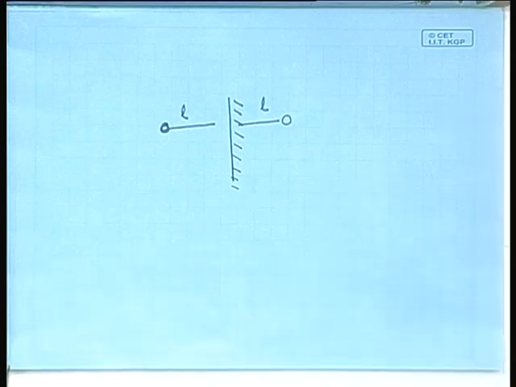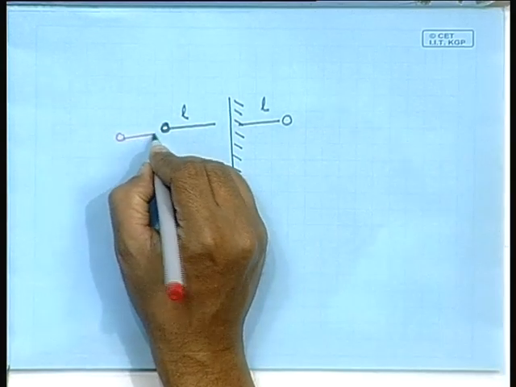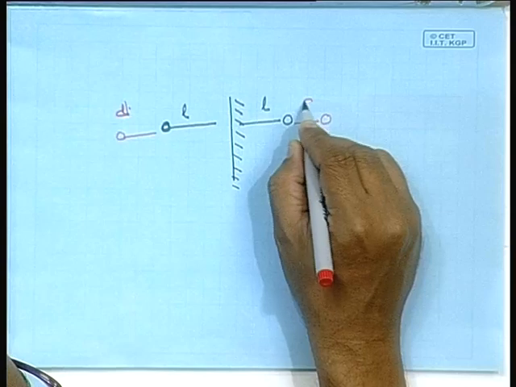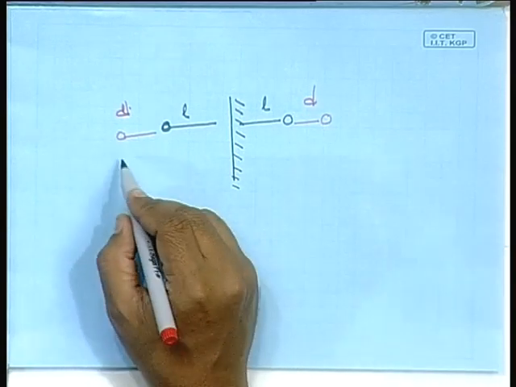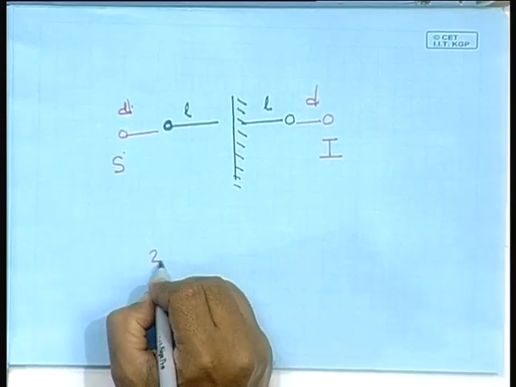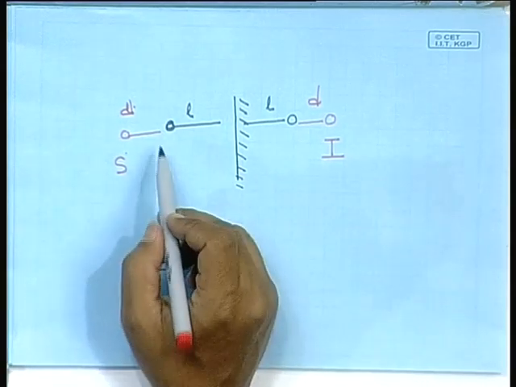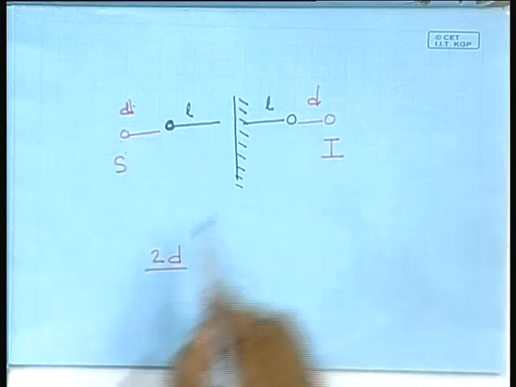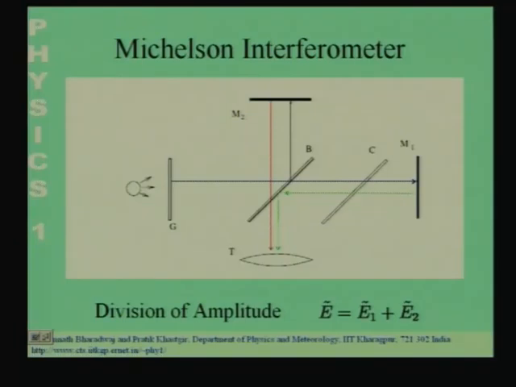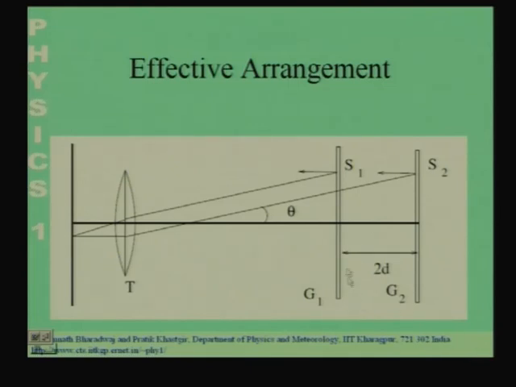Now, if I move the source a little backwards to increase the distance from the mirror, so if I move the source to a distance L plus D, so this distance is D, then the image is also going to move back by exactly the same amount D. And the total distance now between the source and the image has increased by an amount 2D. So, if I move the source by a distance D, the separation between the source and the image increases by 2D. It is exactly for the same reason that if the difference in the arm lengths is D, then the difference between the two images of the ground glass plate is 2D. They will be produced at a distance which is 2D apart.